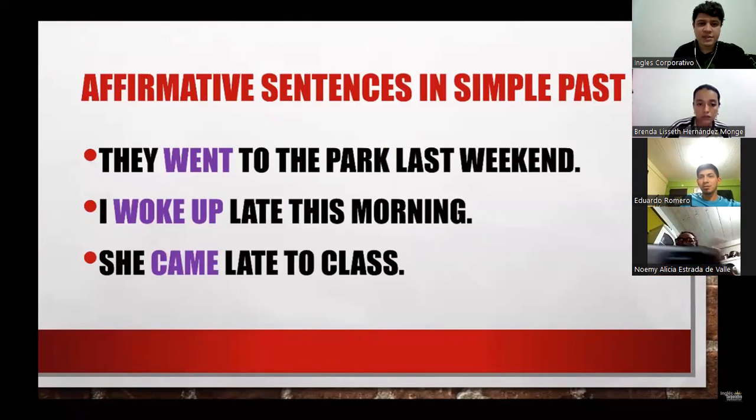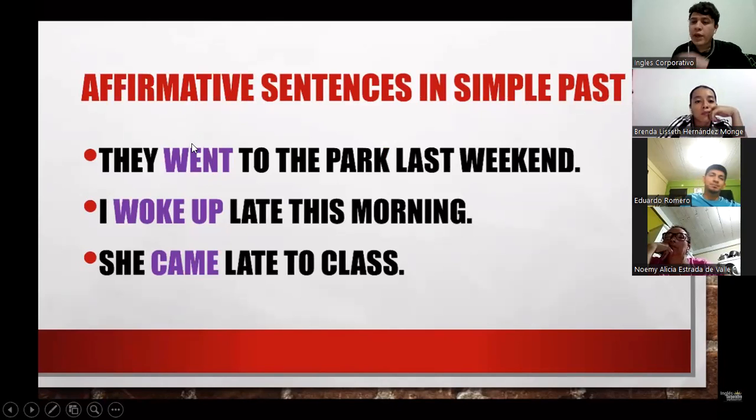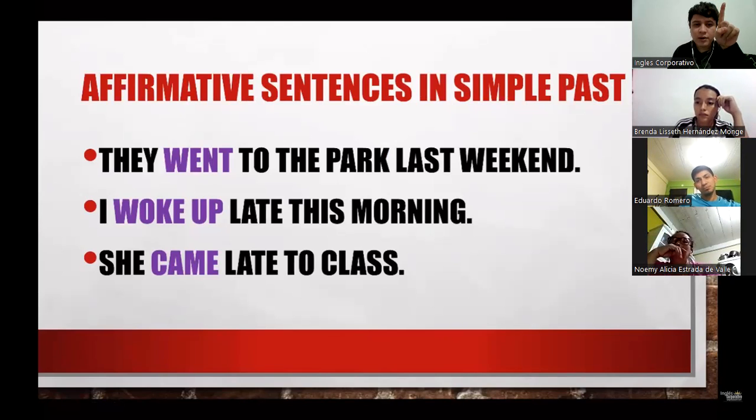Y aquí, chicos, tenemos cómo funciona una oración en pasado. This is a sentence in past, affirmative, not negative. So in affirmative, you can see here this example, they went to the park last weekend. They went. You see, this verb is in past, right? Remember, we have two types of verbs in past. We have regular and irregular. Ya vamos a ir viendo esto. Los verbos regulares, guys, solo le agregamos ed o d.